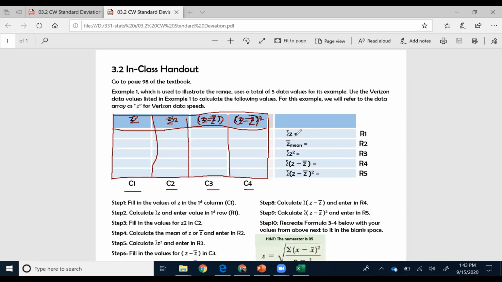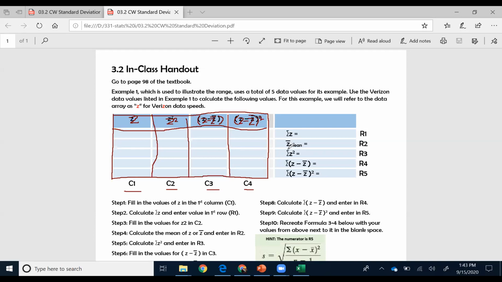You want to write the sigma Z. That's where we're going to add up all the values of Z. Z bar, which is the mean of these values. We're going to do sigma Z squared, which means we'll take all the values of Z, square them, and then add those up. And we're going to do that here.